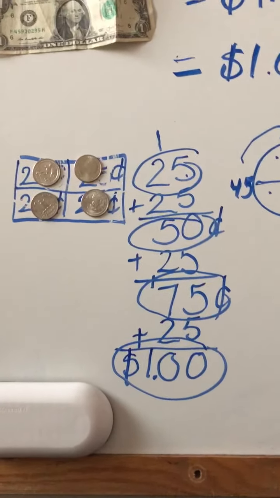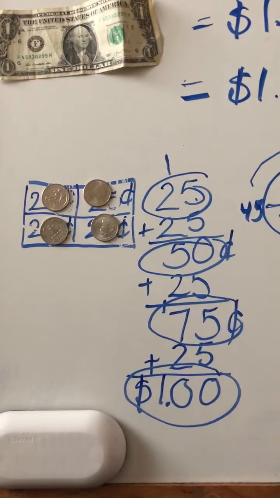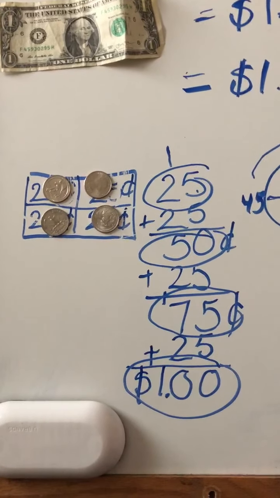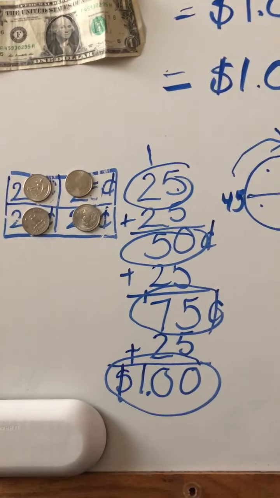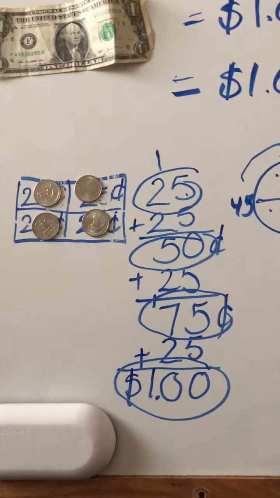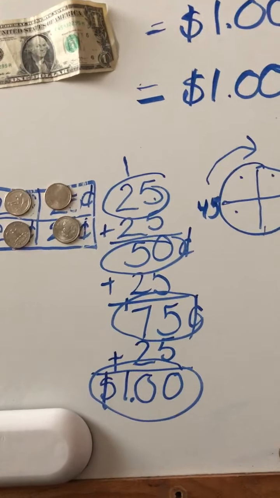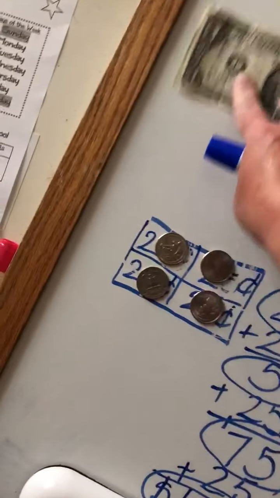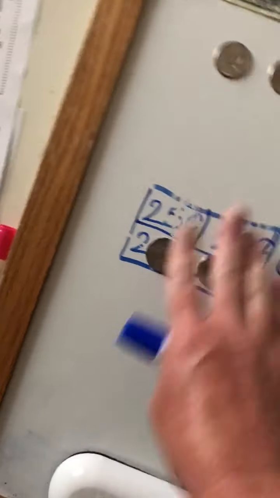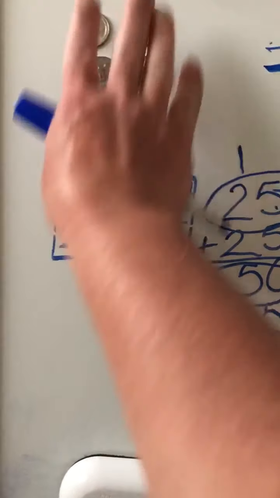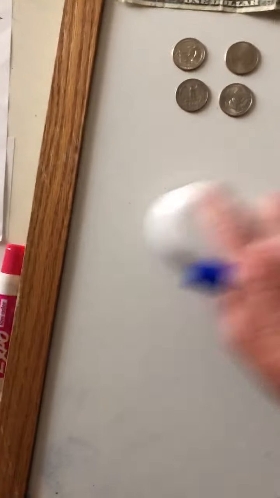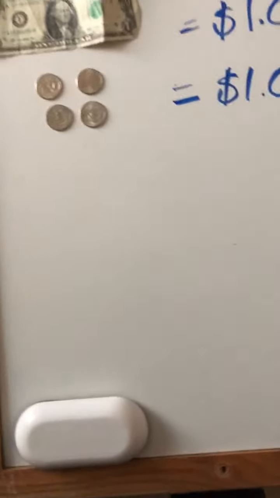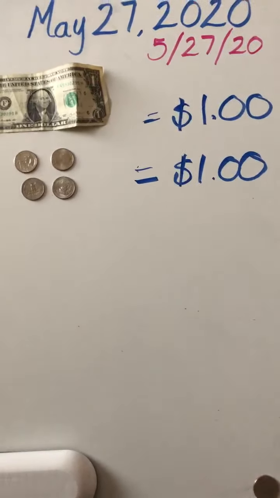Now I hope you're visualizing that that's what that $1 is worth. 4 quarters makes $1. 25, 50, 75, 100. But can it go higher than that? Yes, it can. We can have lots of quarters, and we can keep counting by 25. So I'm going to move these up here. We're going to count by 25s all the way to 300.